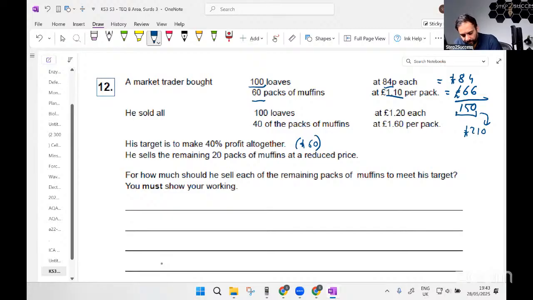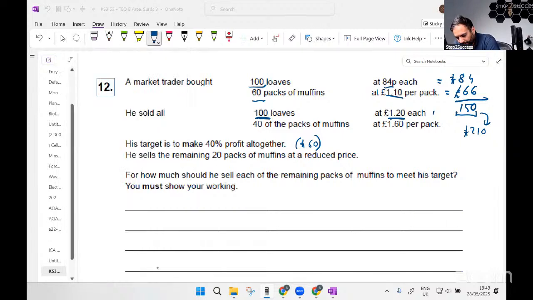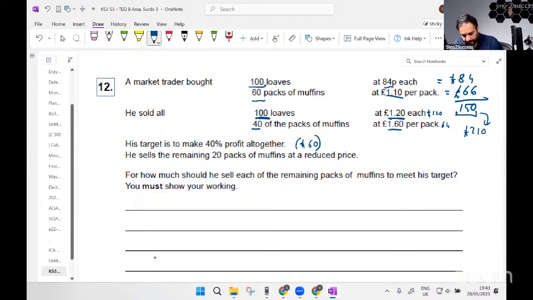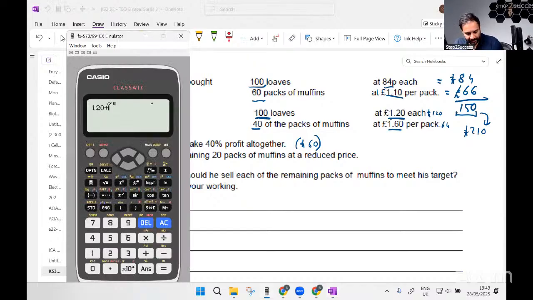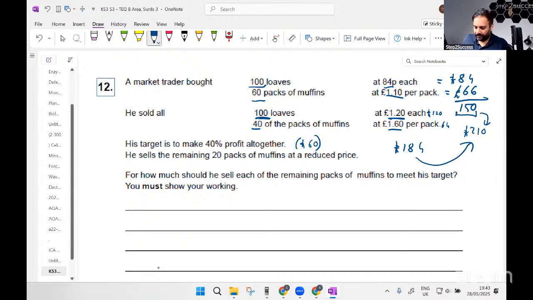Okay, and we have sold 100 loaves for £1.20 each. 100 times £1.20 is obviously £120. But we have sold £120 worth of loaves and 40 of the packs of muffins at £1.60 per pack, which is 64. So far, we have sold everything for 120 plus 64, £184. Okay, so far. But we, as I said, need to sell everything for £210 in order to make a 40% profit on what we spent.